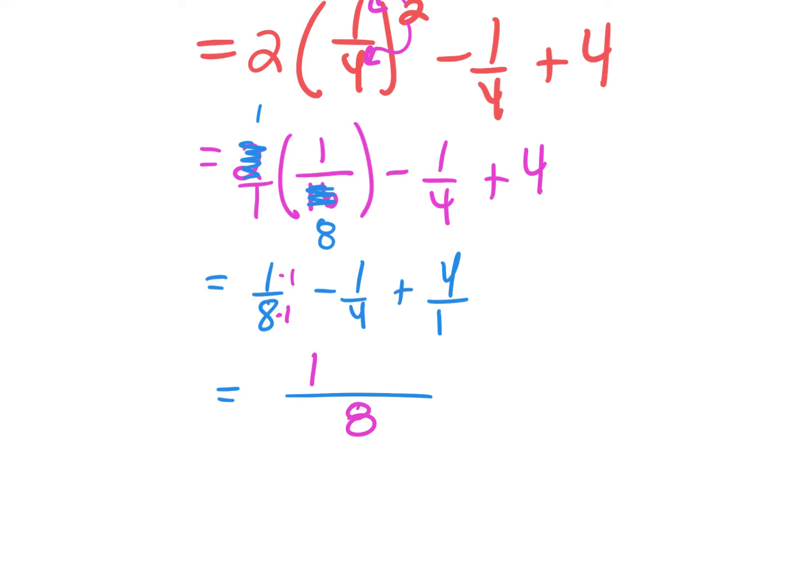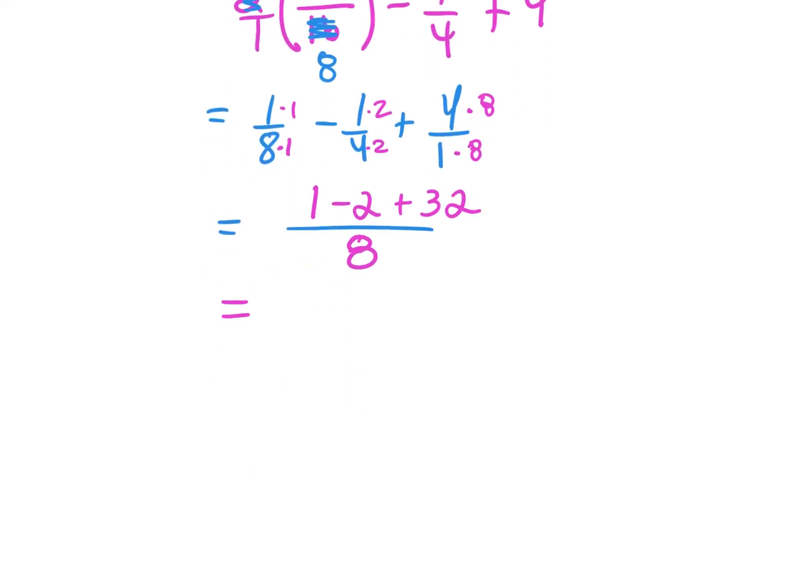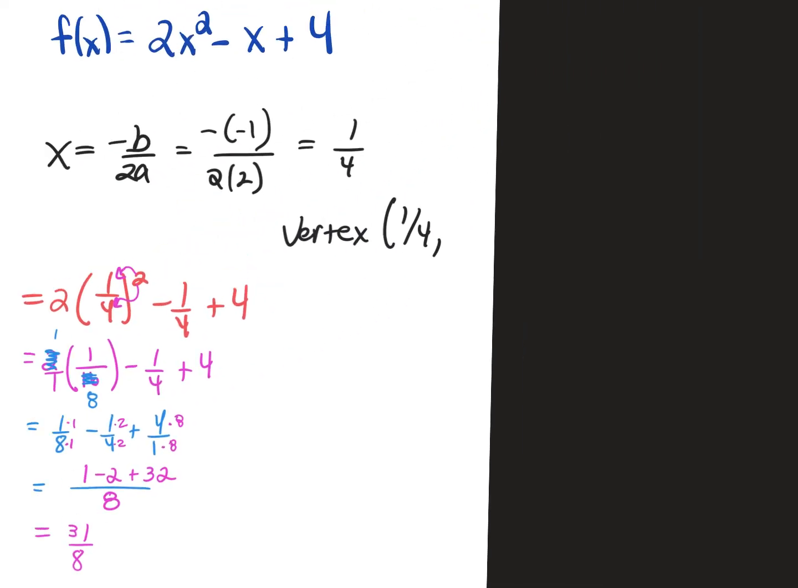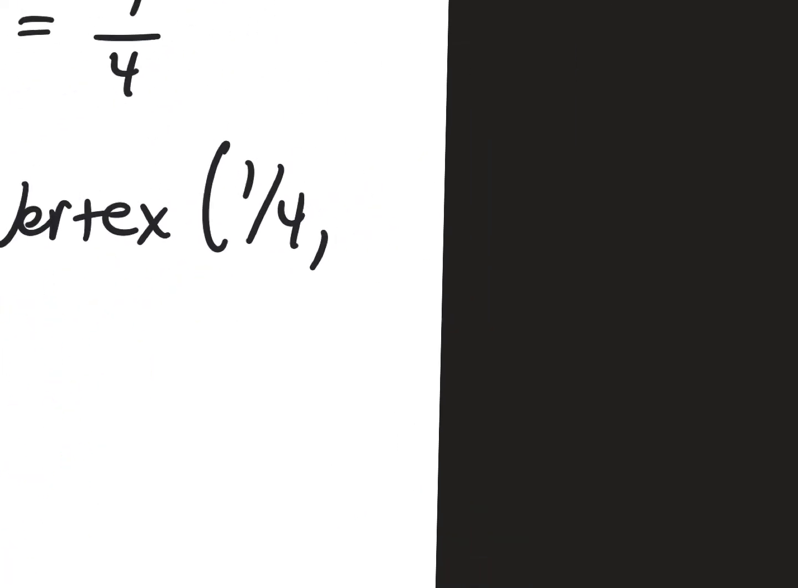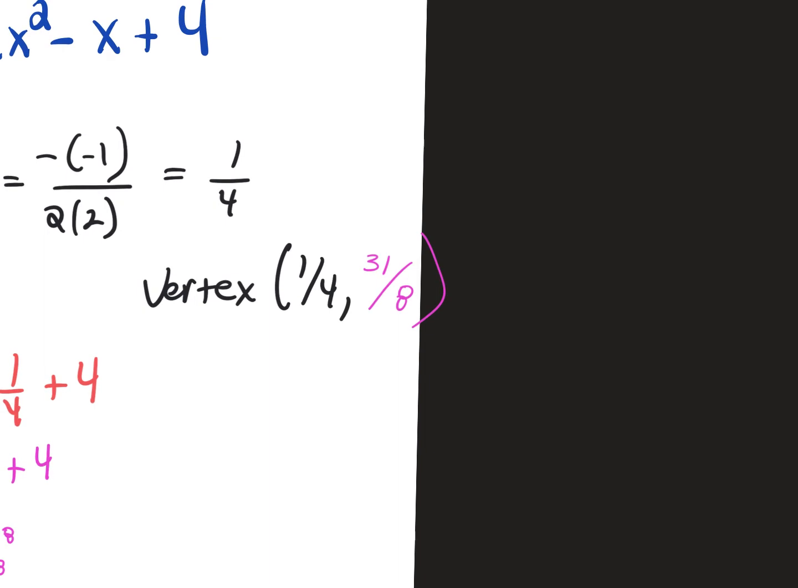How do I make 4 become an 8? 2. If I multiply the bottom by 2, then we multiply the top by 2, so 1 times 2 is 2. And then the last fraction, to make it 8, I have to multiply by 8. So if I multiply the bottom by 8, then I multiply the top by 8, and I get plus 32. And now we simplify. What is 1 minus 2 plus 32? So positive 31/8. Am I asking you where that is on a graph? Nope. What did we get? 31/8.